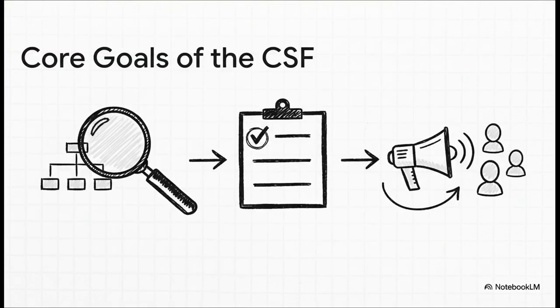So what's it really trying to help organizations do? Well, it boils down to these 3 main things. First, to really understand and assess what their cybersecurity situation looks like right now. Second, to help them prioritize what to do about the risks they find. And third, to communicate all of that effectively to everybody who needs to know. It's really a continuous cycle of checking, planning, and talking.